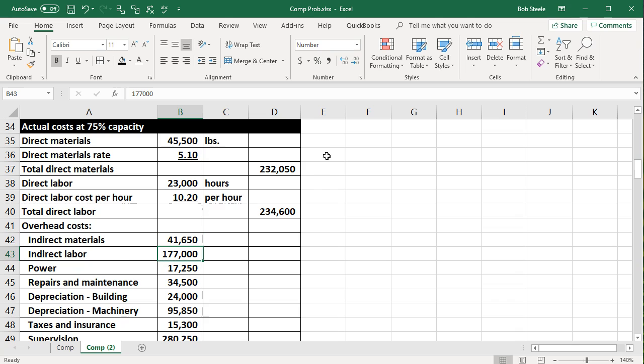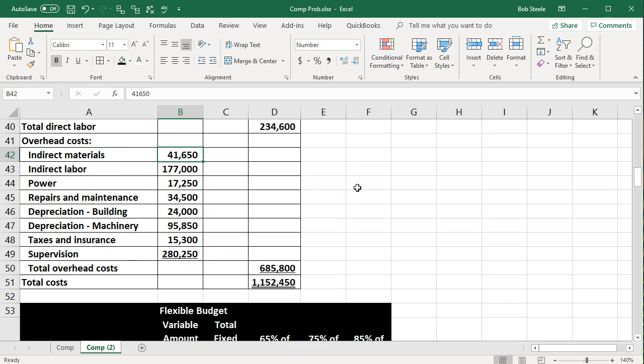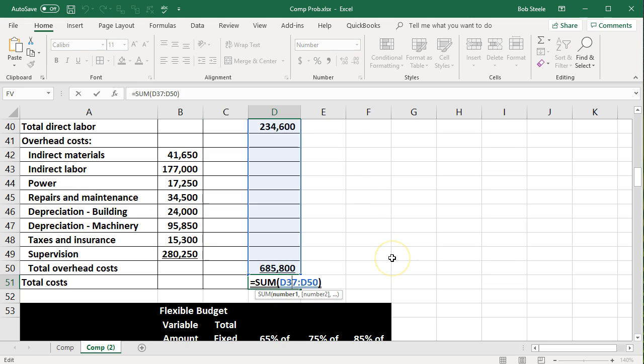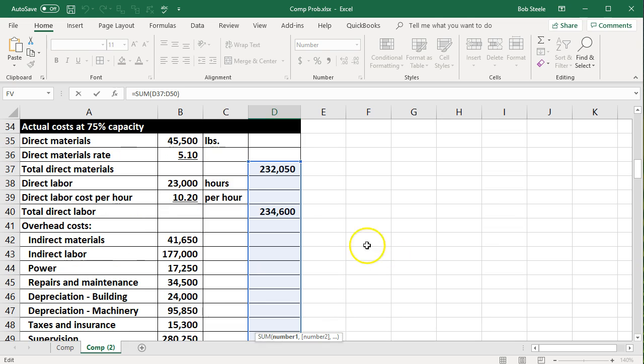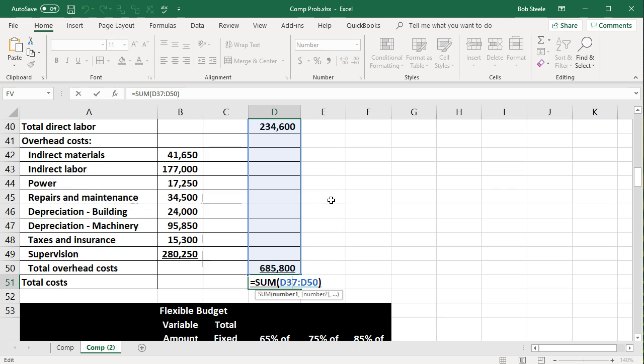And then we have the overhead. So the overhead costs, including indirect materials, indirect labor, power, repairs and maintenance, depreciation, taxes, supervision, total overhead costs, and total costs, with actual costs then being the outer column here, including the direct materials, direct labor, and the overhead. And that'll give us the total costs. Now, of course, we'll go through this and we'll compare those standards to the total costs.